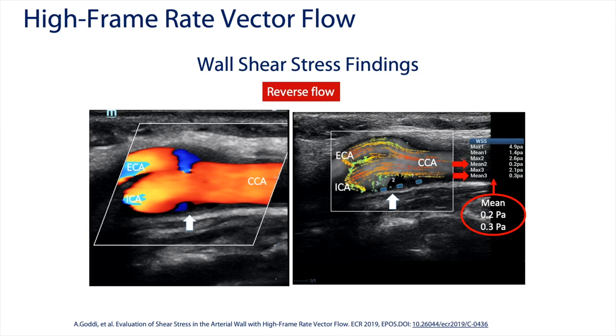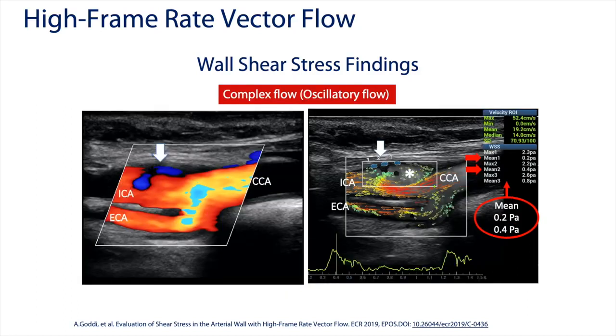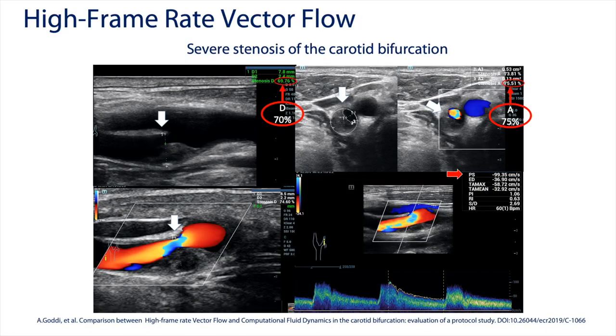In this second case, at the level of a reverse flow area in carotid sinus, the values of mean shear stress are extremely low. This last case of complex flow shows abnormal mean shear stress values on the opposite side to the flow divider. Before concluding, I would like to show a clinical case of severe stenosis of the carotid bifurcation, well defined at B mode and Doppler ultrasound.